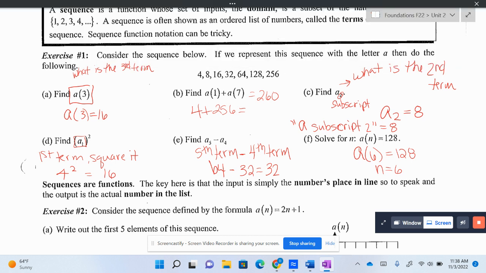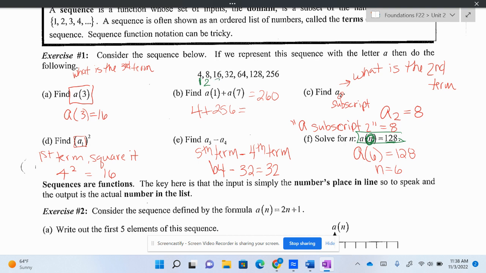Watch. So this is saying what number of term equals 128. So let's count them. First, second, third, fourth, fifth, sixth. Oh, the sixth term is 128. Does that make sense now? Good.